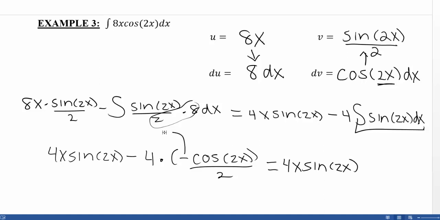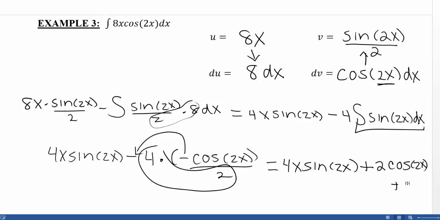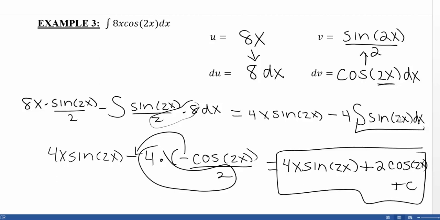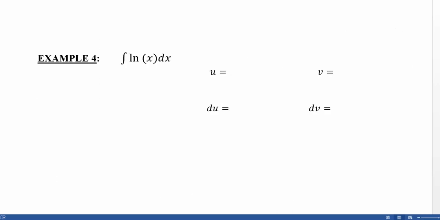So simplifying this last term a bit, the first term will stay the same, 4x sine of 2x, but then here I have a negative and a minus, so that will become plus, and then I have a 4 divided by 2, so 2 cosine 2x. So our final answer looks like this after going through the careful process of integration by parts. Let's try another one. Example 4.